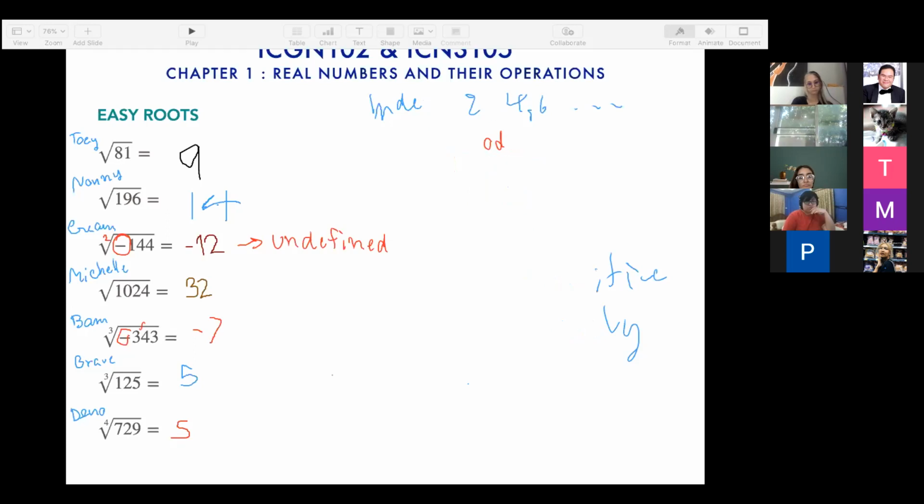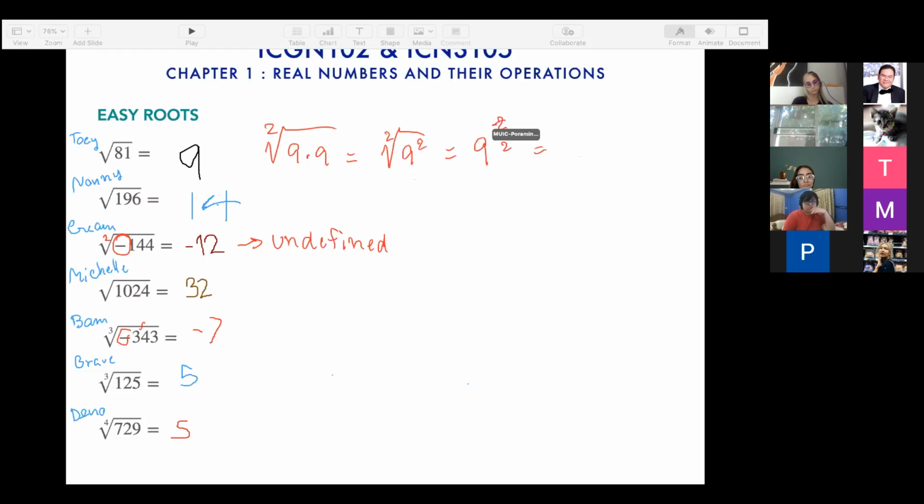When you do the calculation here, square root means that you have to find some number that, when multiplied together 2 times, gives that value. So for square root of 81, it is the square root of 9 times 9, which equals the square root of 9 squared, or 9 to the power of 2 over 2 because it's a square root. So here it is 9. Yes, that's correct.